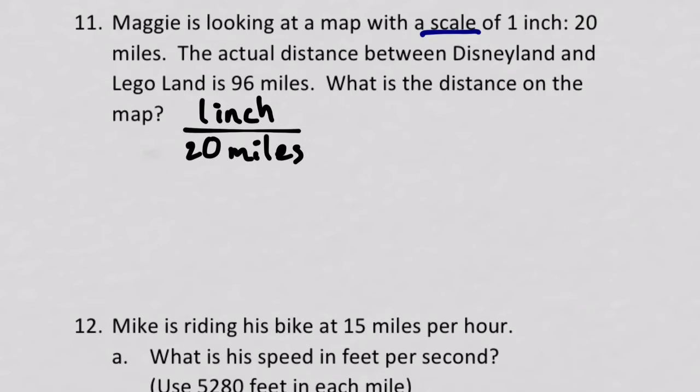Now you want to figure out what the actual distance is between Disneyland and Legoland. You know what the actual distance is between Legoland and Disneyland. It's 96 miles. So you want to know what's the distance in the map. Okay, so you're going to set up a proportion, right? A fraction equals a fraction. My first ratio is from the scale that they gave me. My second ratio is from the number that they gave me and try to figure out what the unknown is. Okay, so I'm going to put 96 miles right here. And I'm going to put X inches right there because I don't know what the distance will be in inches.